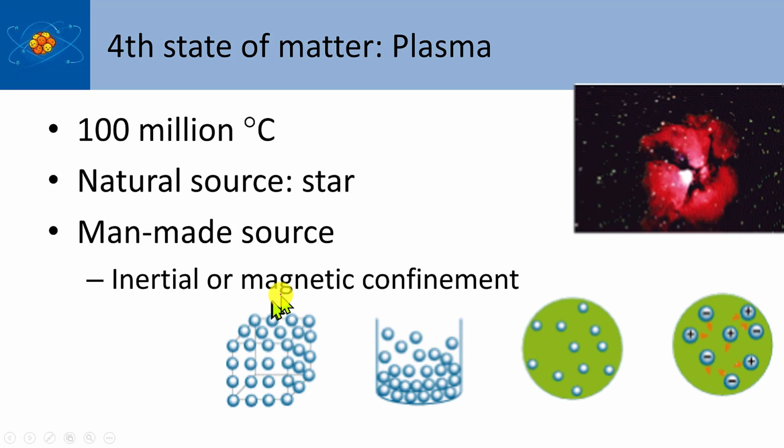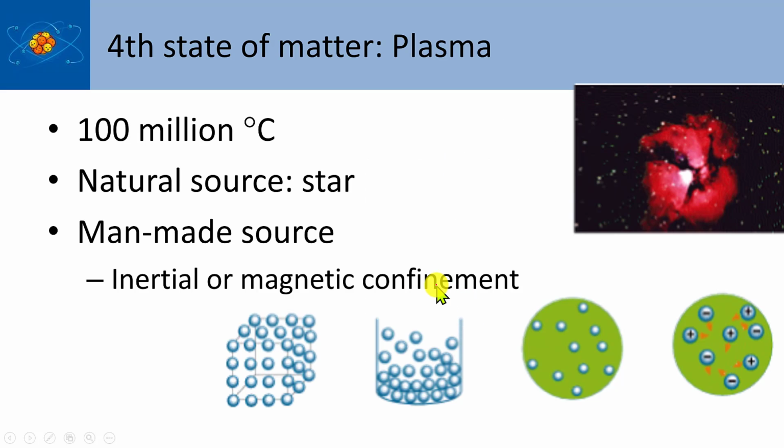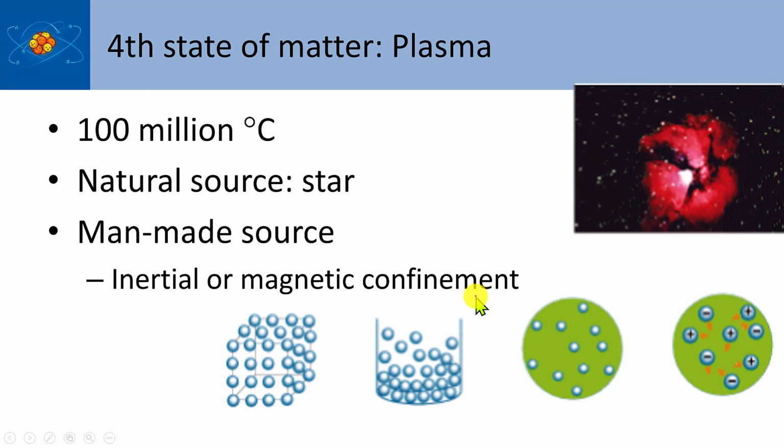But on Earth, we're trying to do it with both what's called inertial and magnetic confinement. The big payout for this kind of thing is that if you have 1 gram of deuterium and tritium mixture, it's the same amount of energy as in 2,400 gallons of oil. So it produces a lot of energy. And what comes out of it? At the other end, there's not a lot of hazardous waste produced. It's helium and neutrons, right? So you could actually sell balloons on the output, I guess.